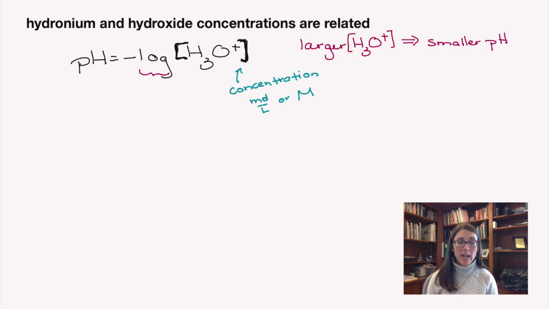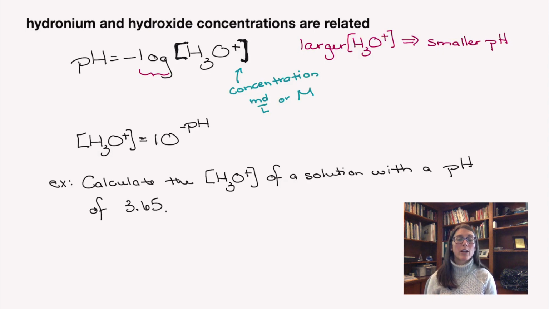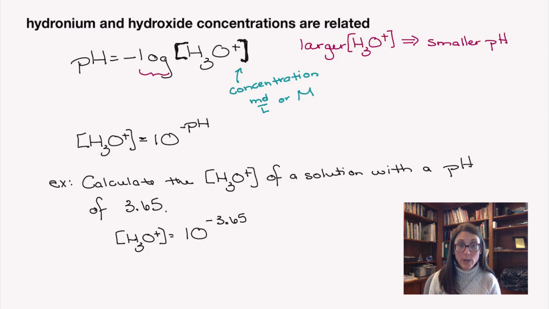We can also work backward. If we know the pH, we can determine the hydronium ion concentration. And so the opposite mathematical equation is that the hydronium ion concentration is equal to 10 to the negative pH. Let's work an example so you can see how this equation works. In this case, our goal is to calculate the hydronium ion concentration of something with a pH of 3.65. Now 3.65, I already know it's acidic because it's less than 7. The hydronium ion concentration is going to be 10 to the negative 3.65. Don't forget the negative sign.